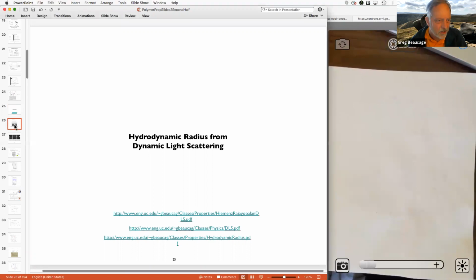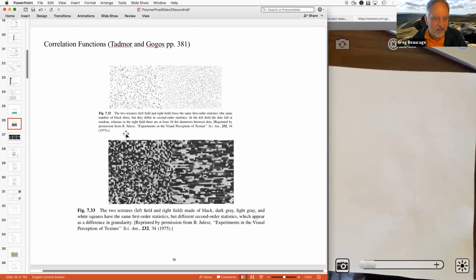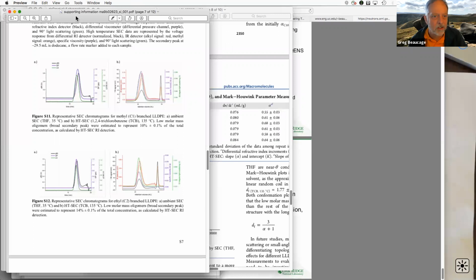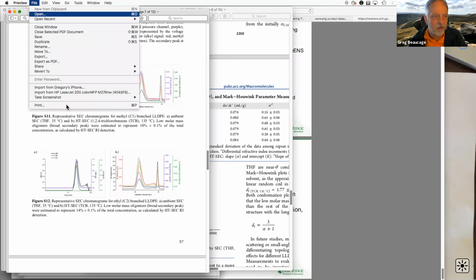I rearranged these slides to talk about correlation functions first. So this is from this book by Tadmor and Gogos. Just a polymer processing book, which is on the web page. See if I can just open it here. It'll be faster.